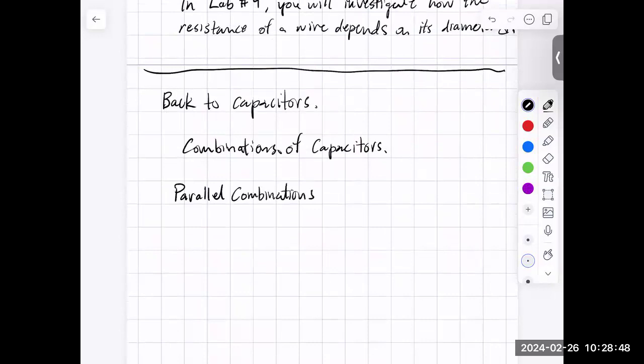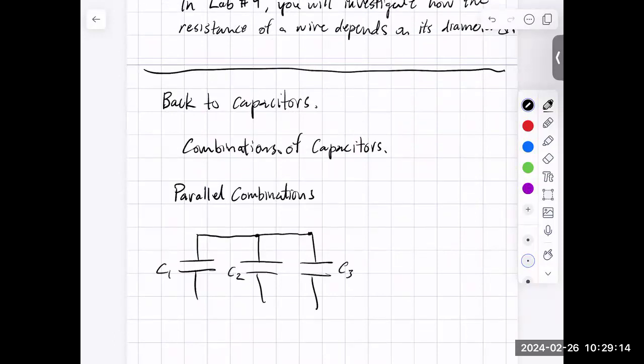where we put a bunch of capacitors side by side. I'll draw 3 of them, but there could be as many as you like. Then we take all the top plates and connect them together with wires like this. Maybe this one is C1, this is C2, and this is C3. All the top plates of C1, C2, and C3 are connected together, and then we do the same for the bottom plates.